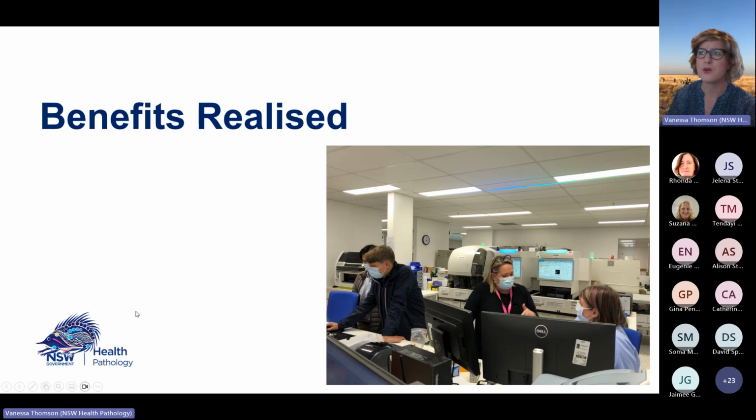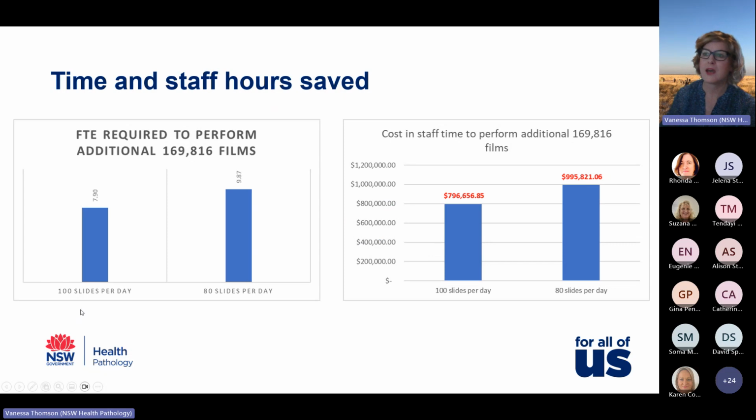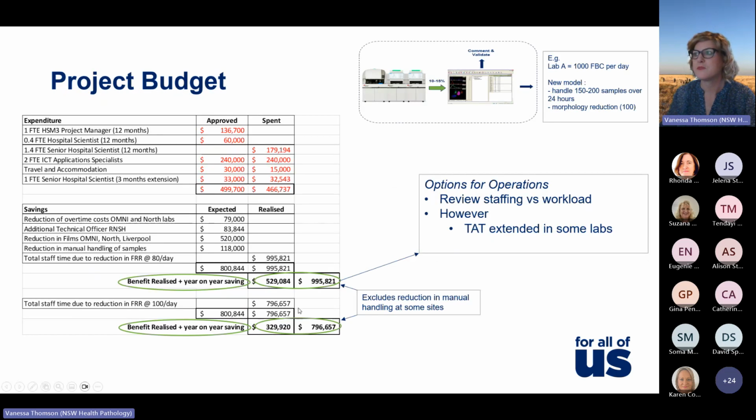So what are the benefits realised? What we saw with the optimization project is that overall we found savings of almost 170,000 slides that wouldn't have had to be reviewed. What does that equate to? At 100 slides a day, it equates to almost 8 FTE, and at 80 slides a day, if it's a bit slower, it's almost 10 FTE. So some great savings in terms of staff time across the state.